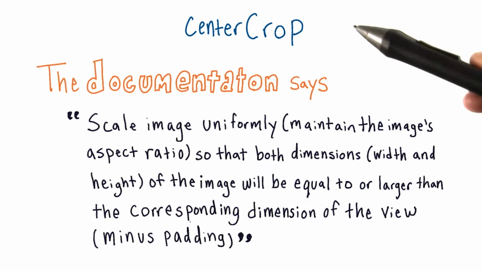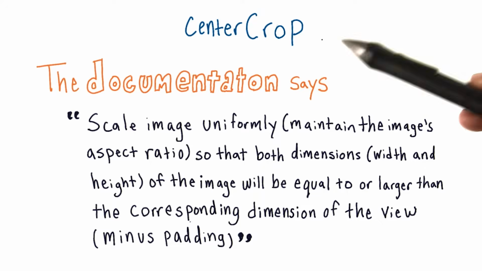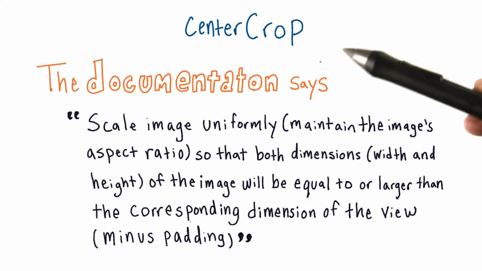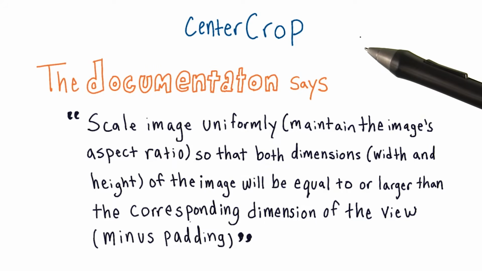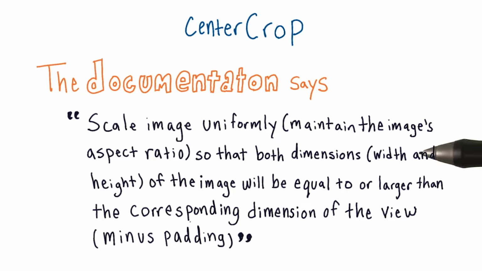Okay, so let's say you're a bit curious about what's actually happening when we use center crop. If you go to the Android developer's website, you'll see that the documentation says the following. Center crop scales the image uniformly, meaning that it maintains the image's aspect ratio. And what this means is that it does this so that both dimensions, the width and the height of the image, will be equal to or larger than the corresponding dimension of the image view, minus padding.